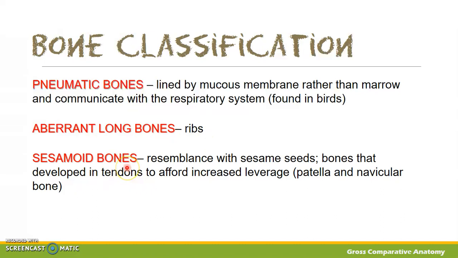Sesamoid bones are named after their appearance as sesame seeds, and these bones develop from the tendons to afford increased leverage. The typical example is the patella, which is the largest sesamoid bone in the body. This is the kneecap found in your knee. And the navicular bone, which is present at the proximal interphalangeal joint. These are the two major sesamoid bones in the body, but there are a lot of sesamoid bones present.